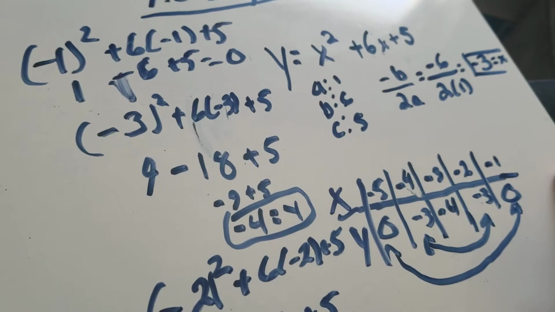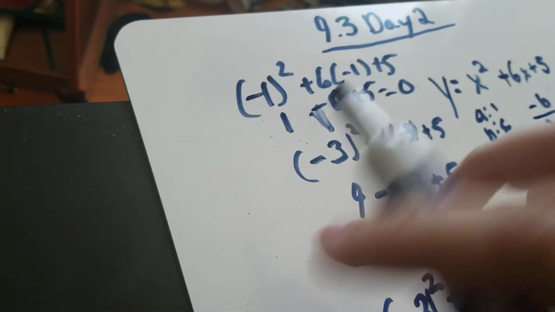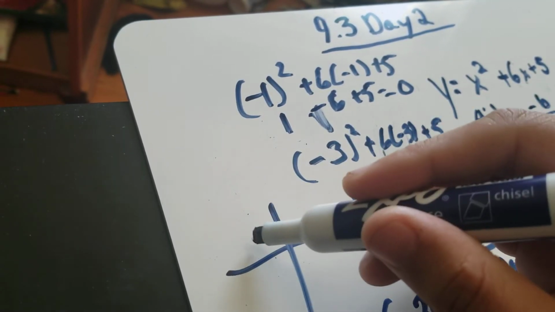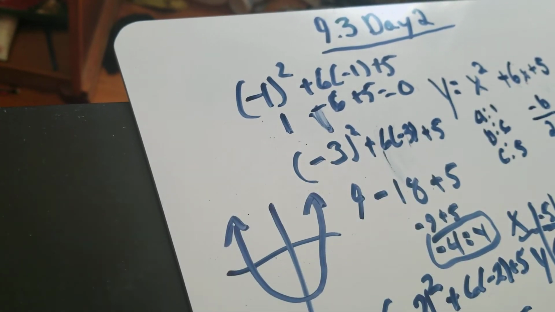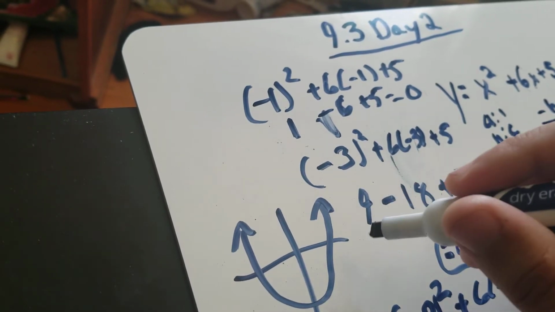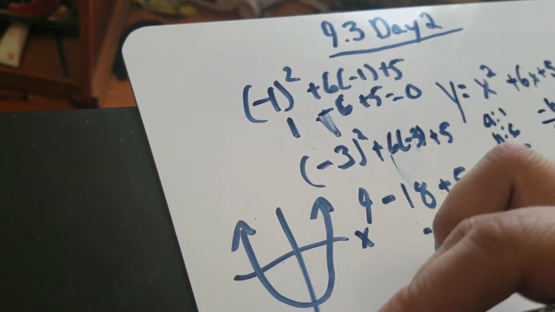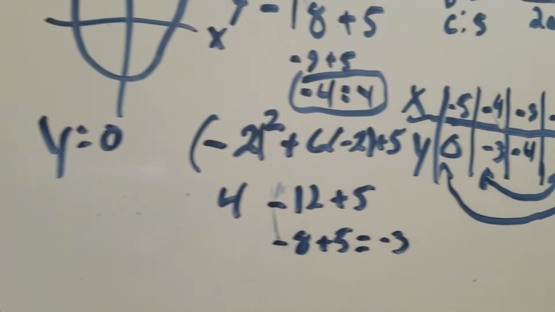When you graph this, and when you make that table, remember that I said the solution is where it hits the x-axis. So tell me, what is the y value when it hits the x-axis? Well, it's when y equals 0.